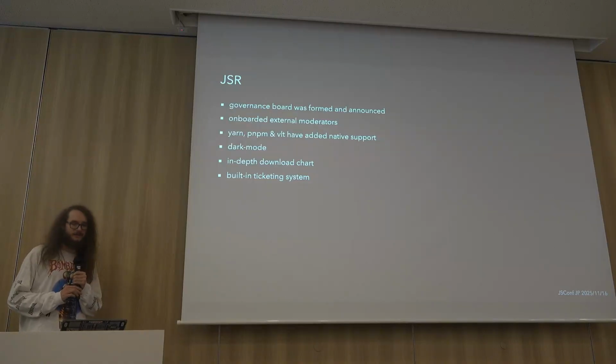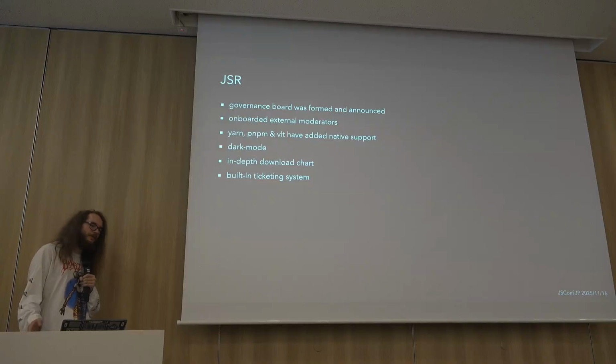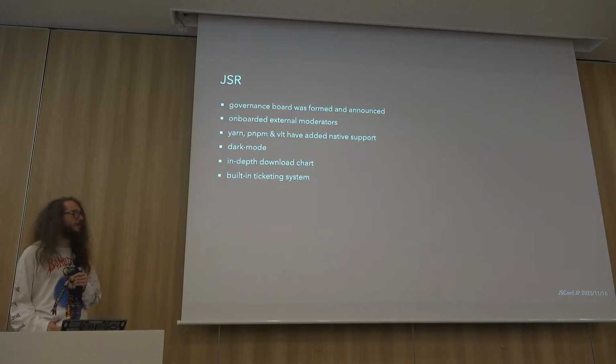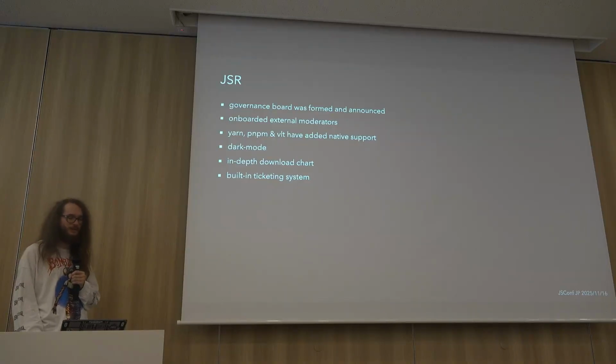The website also added dark mode. We have an in-depth download chart. So it's not like NPM where you only see a little bit. This one is split by different versions. You can see across different amounts of time, be it week, month, or even year. It's more like, if you are familiar with the Rust ecosystem, how crates.io shows the version download chart.